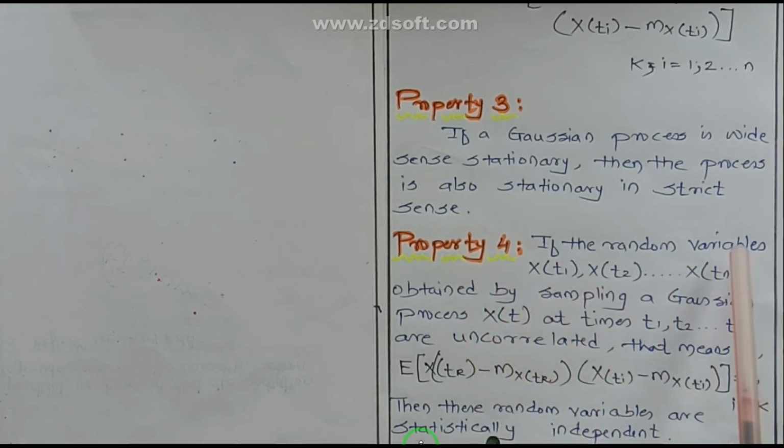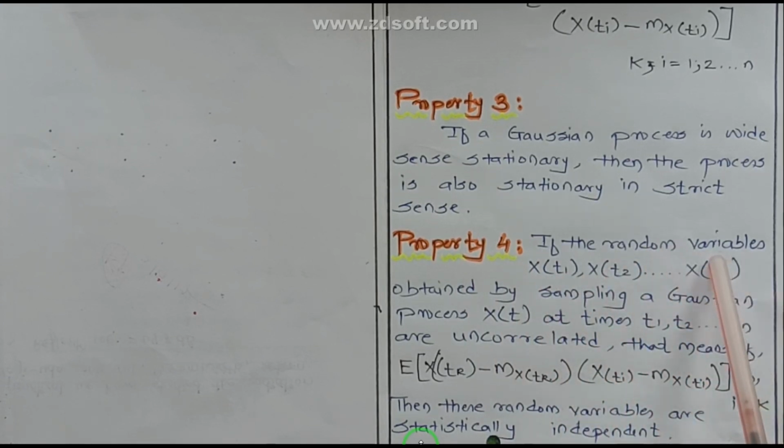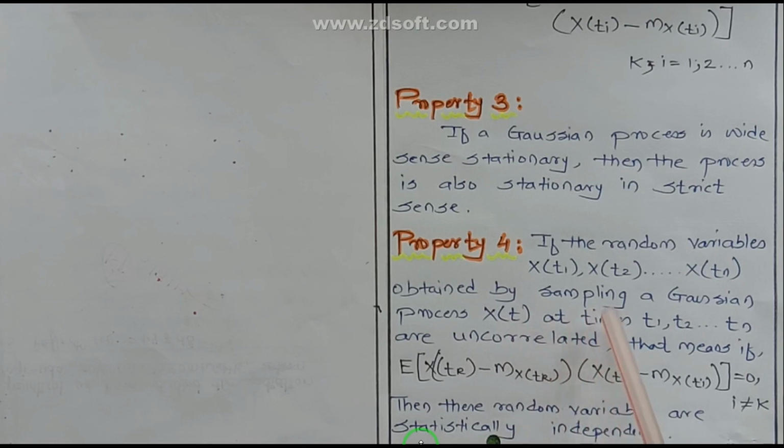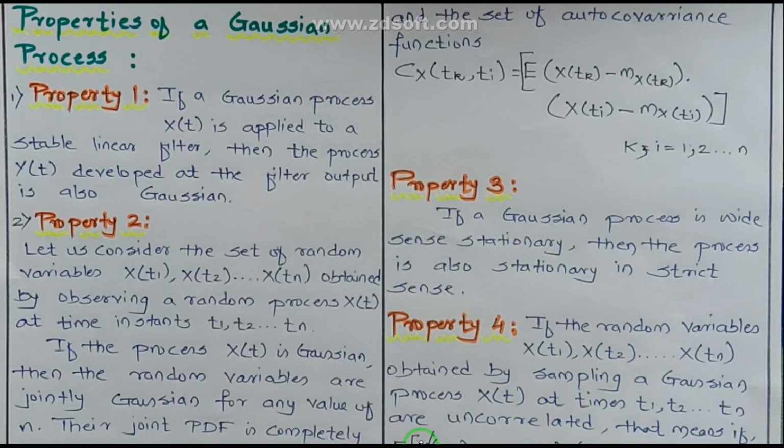Suppose the random variables X(t1), X(t2), X(t3) up to X(tn) are obtained by sampling a Gaussian process X(t) at times t1, t2, up to tn, which are uncorrelated. That means the expectation of the product of (X(tk) minus mx(tk)) and (X(ti) minus mx(ti)) is equal to 0, where i is not equal to k. Then these random variables are statistically independent. So I hope you understood the Gaussian process and its properties.